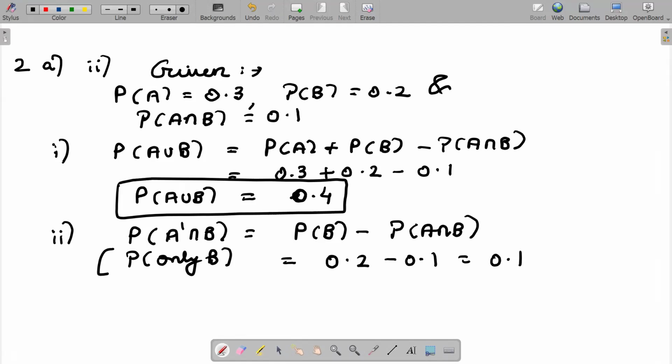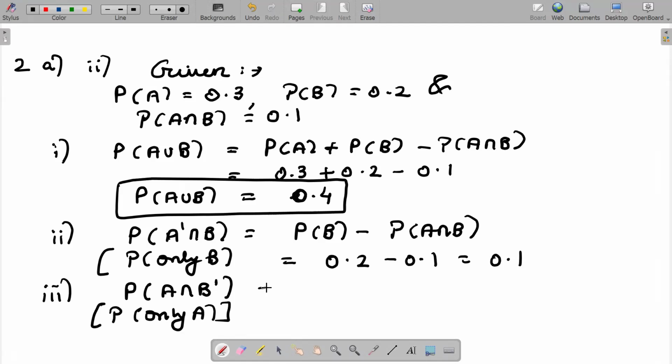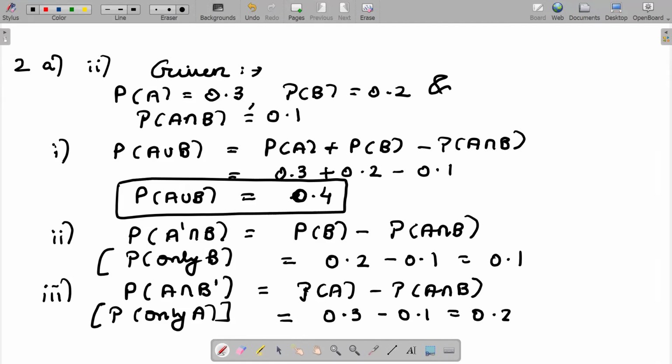Then the question asks us to find probability of A intersection B complement. In the bracket, I can also write this as probability of only A. Now, how do I find this? From probability of A, I am going to subtract probability of A intersection B. That will give me probability of only A. That means A but not B. Probability of A is 0.3. Probability of A intersection B is 0.1. 0.3 minus 0.1.